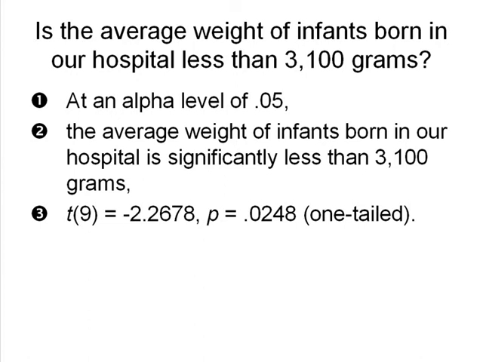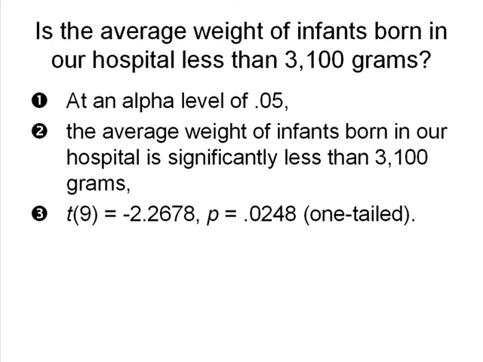Then in parentheses, we put whether this is a one-tailed or a two-tailed test. Now that's done with t-tests, and it's done with several other tests, but it's not done with all statistical tests, because some statistical tests can only be one-tailed. In this case, this is a one-tailed test. This one could be one or two-tailed, so we have to say that this is a one-tailed test.